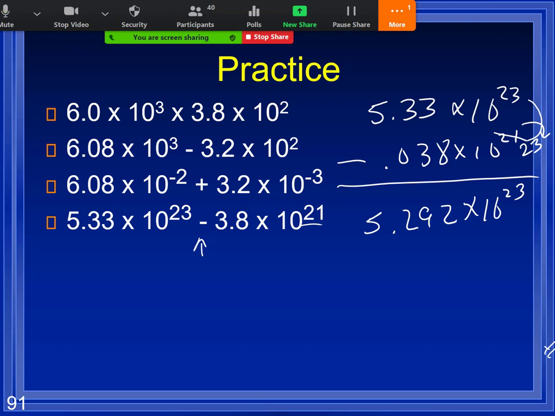No, 292. Okay, 5.292. Now sig figs, 2 decimal places, 3 decimal places. So I cut it off there, and you get 5.29 times 10 to the 23rd. Okay. So I got 3 sig figs, even though that only had 2 sig figs, because it doesn't matter how many sig figs they have when you're adding or subtracting. It's where the decimal places line up.